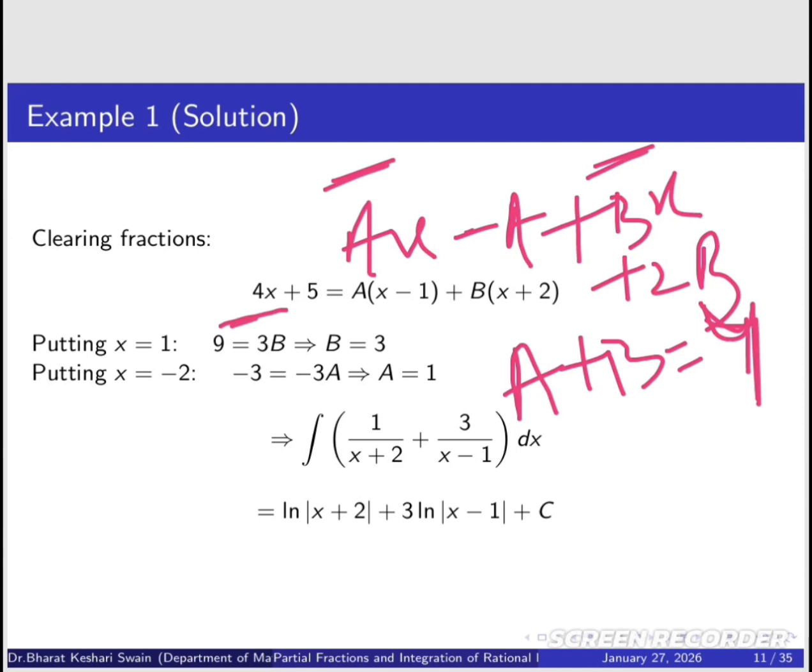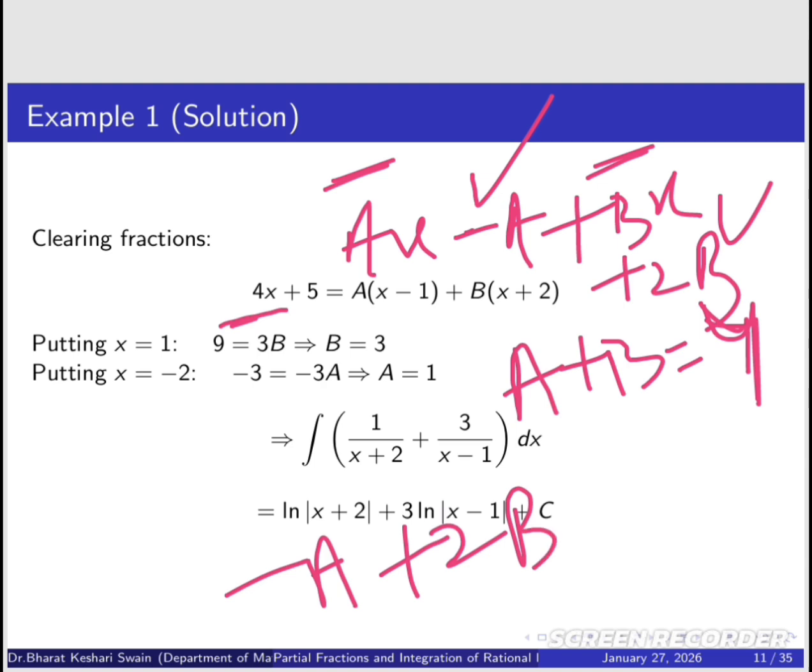Okay, and comparing the constants, what are the constants? Minus a here and 2b here. So minus a plus 2b is equal to, in the left hand side the constant is 5, so it will be 5. So we got two equations: one is a plus b is equal to 4, and another is minus a plus 2b equal to 5. And we have to solve these two equations to find the values of a and b.